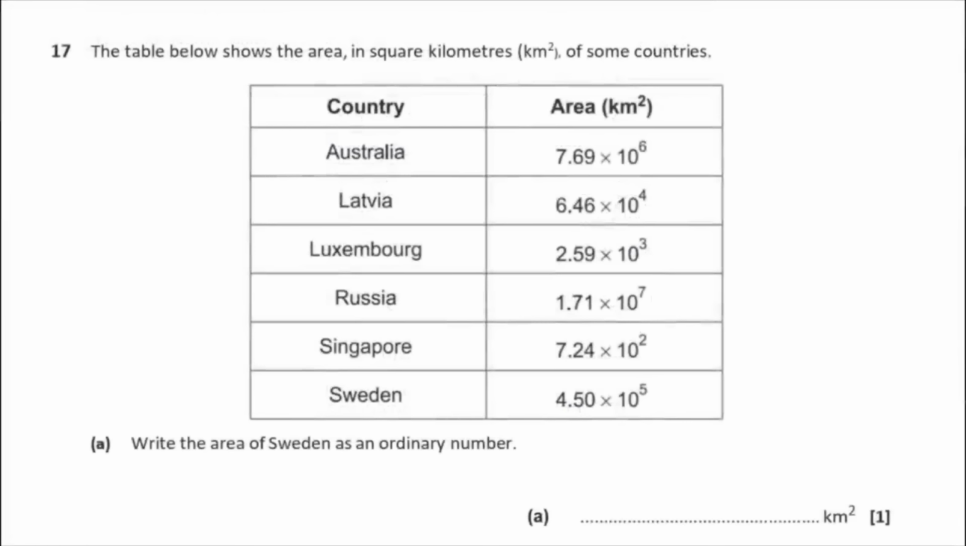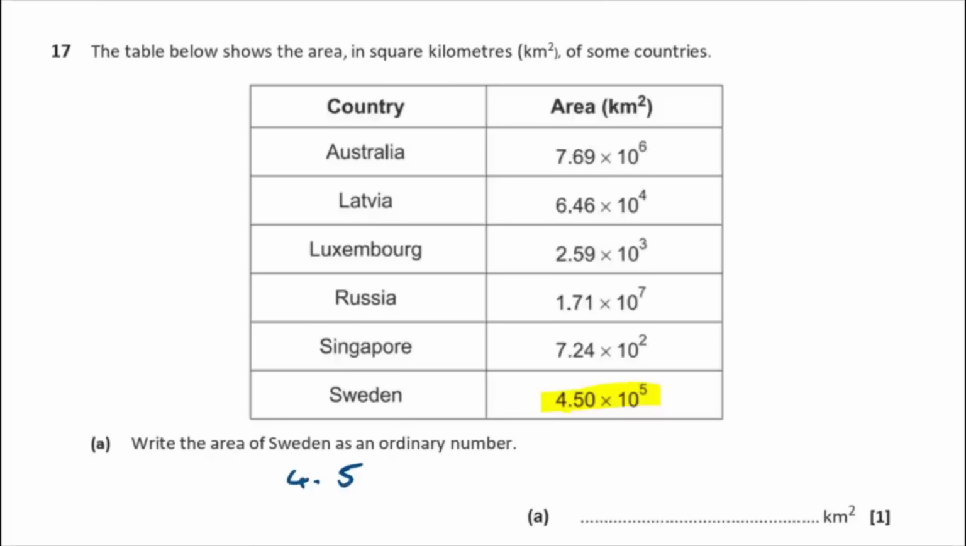Question 17. The table below shows the area in square kilometers of some countries. Now you can see these areas have been given in standard form. There's a number times a power of 10, isn't it? Write the area of Sweden as an ordinary number. So in the table, Sweden is given as 4.5 times 10 to the 5. Okay, so 4.5 times 10 to the 5.